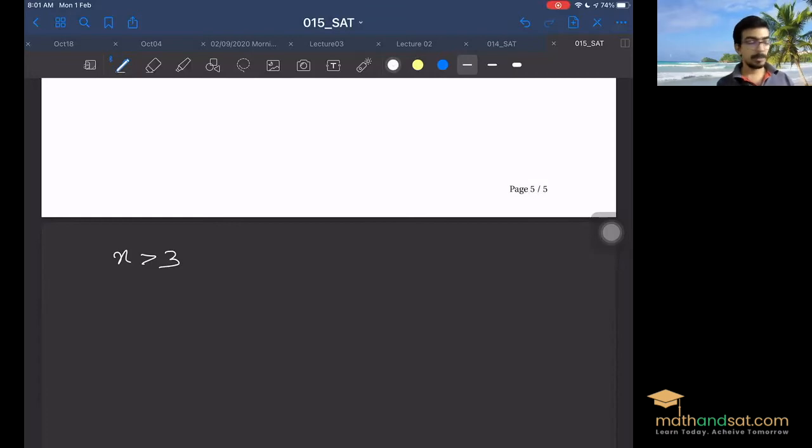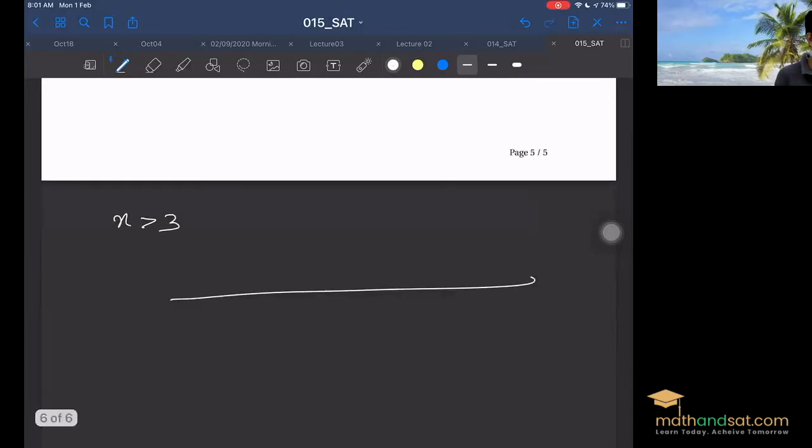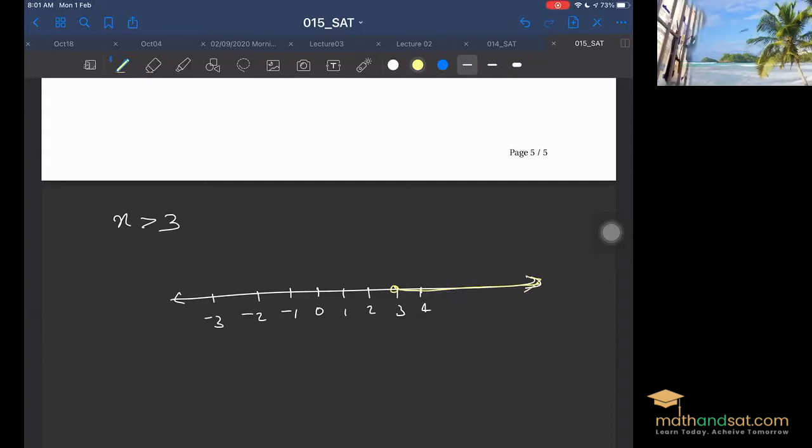Of course, what is the solution? The solution can be represented on a number line. So you draw a number line. We have 0, 1, 2, 3, 4, minus 1, minus 2, minus 3. And the solution will be all numbers from 3, and it keeps going to the right of x is equal to 3. I've carefully put a circle at x is equal to 3 to indicate that 3 is not included. This is a very simple case of a linear inequality in one variable.